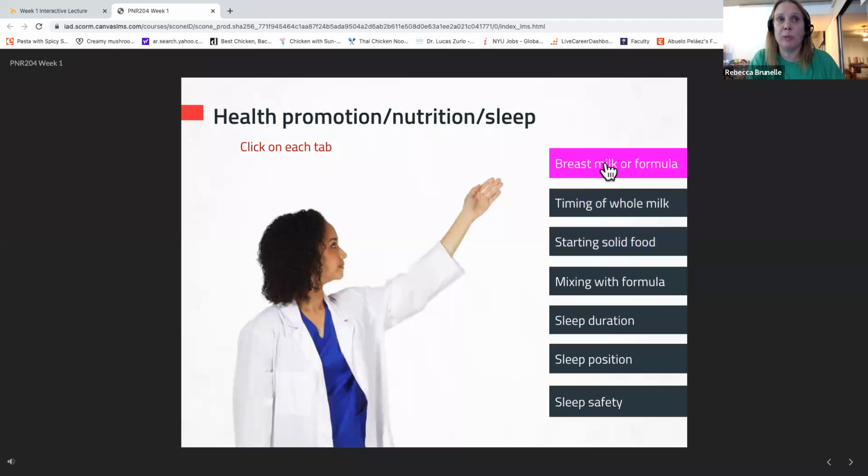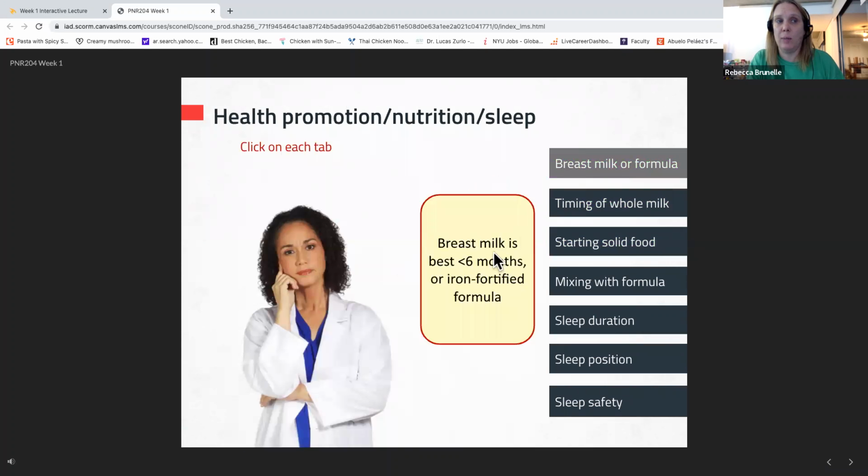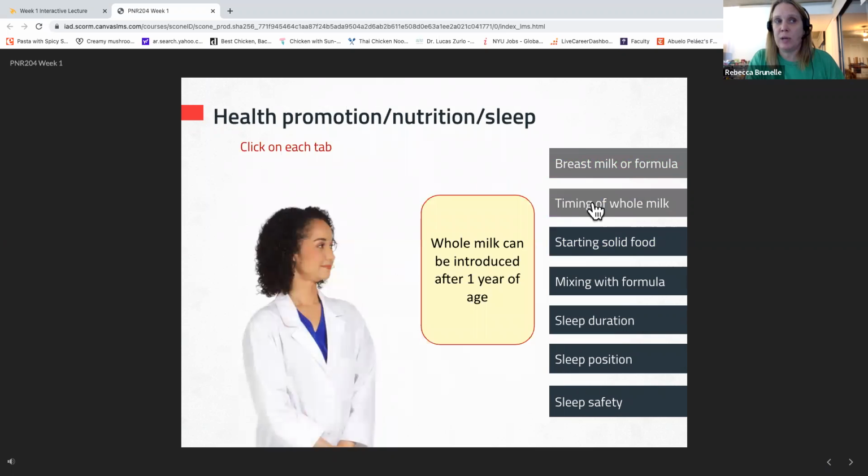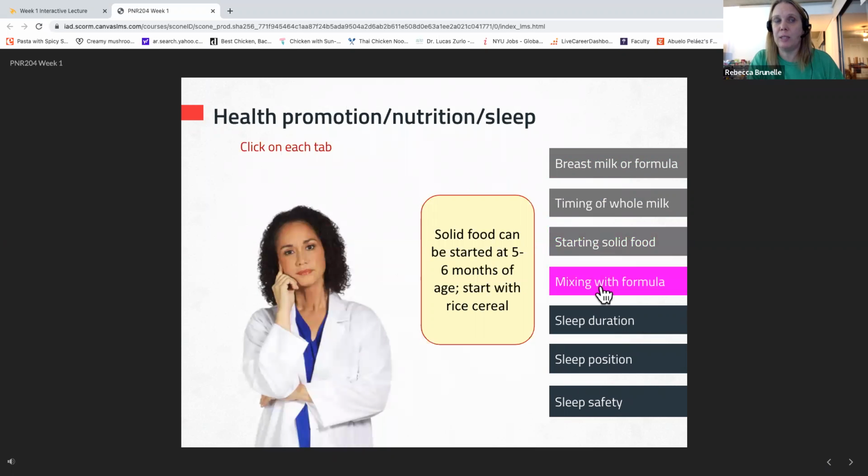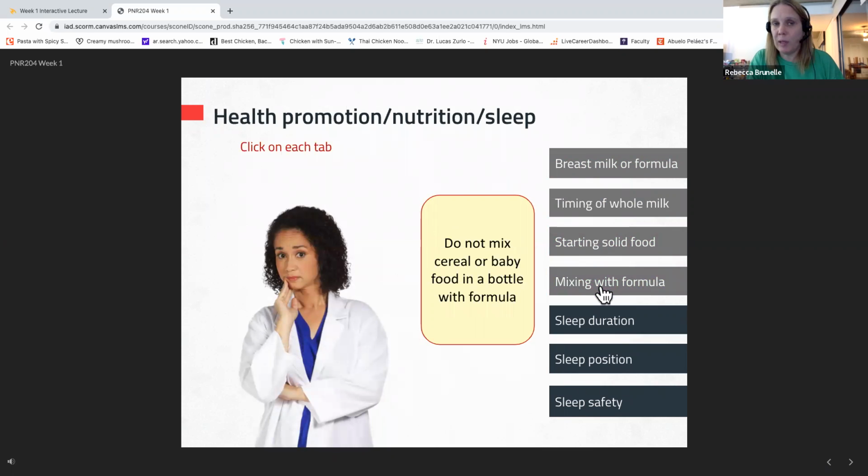So breast milk or formula, exclusively for 6 months, and then you start introducing food. We talked about no whole milk until a year, start solid food around 5 to 6 months. We don't recommend that people mix rice cereal in the baby formula.